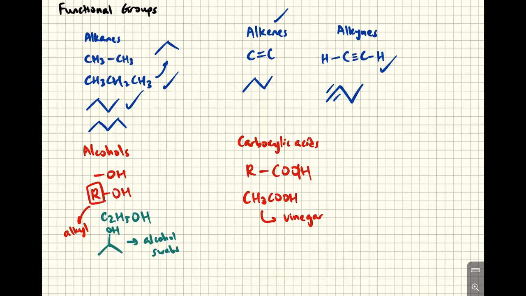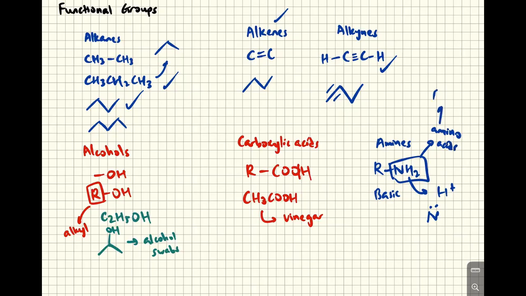Then you also have nitrogen containing organic compounds. One example, amines. This here is an amine group. They are quite basic. Unlike carboxylic acids, they readily accept a proton because of nitrogen's lone pair and its ability to hold a positive charge better than oxygen does. This is found in amino acids and therefore proteins, or even in pharmaceuticals.